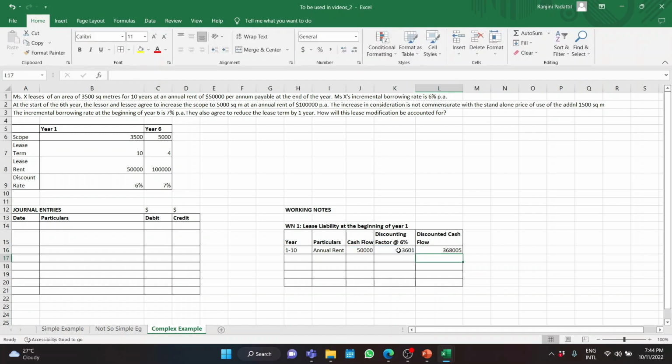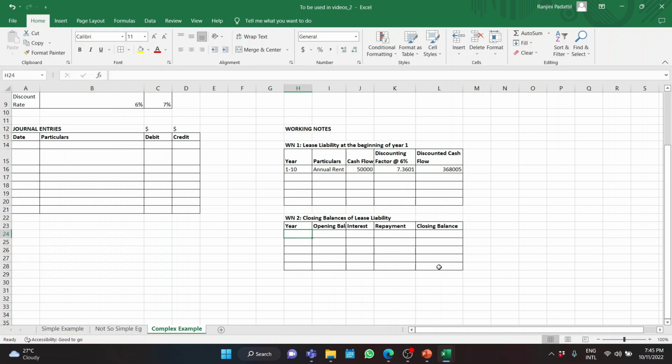368,005 is what the lease liability would have been initially recognized at. How do we get to the lease liability at the beginning of year 6? Working note 2, closing balances of lease liability. We only need to calculate it till the end of year 5 because the lease modification happens on year 6.